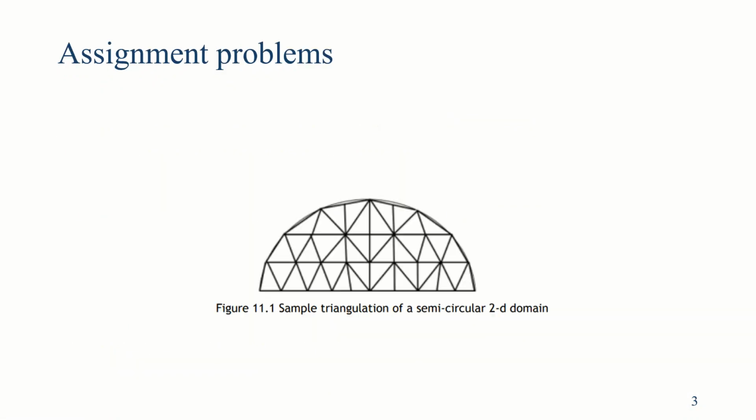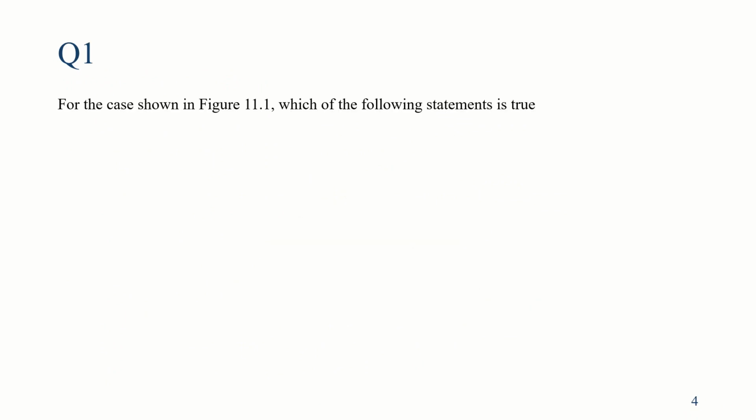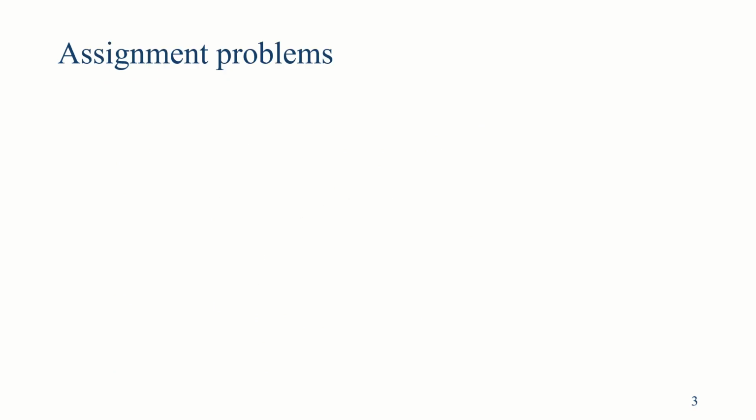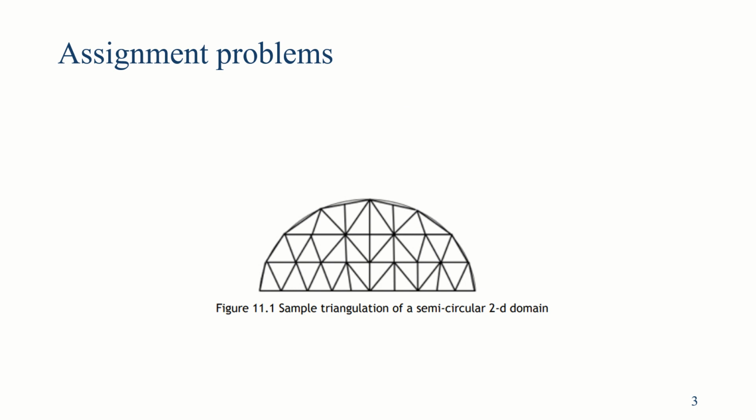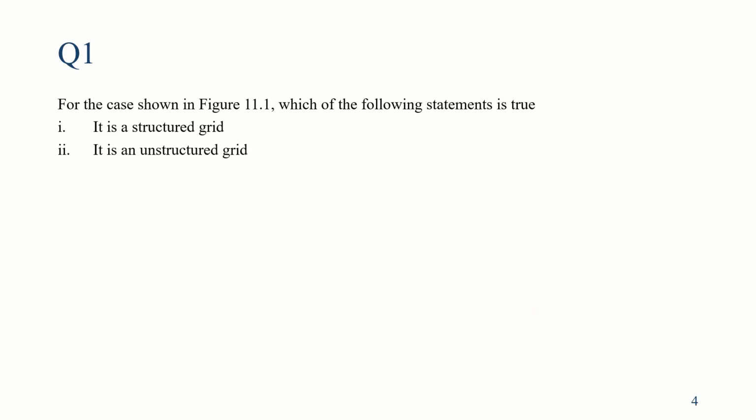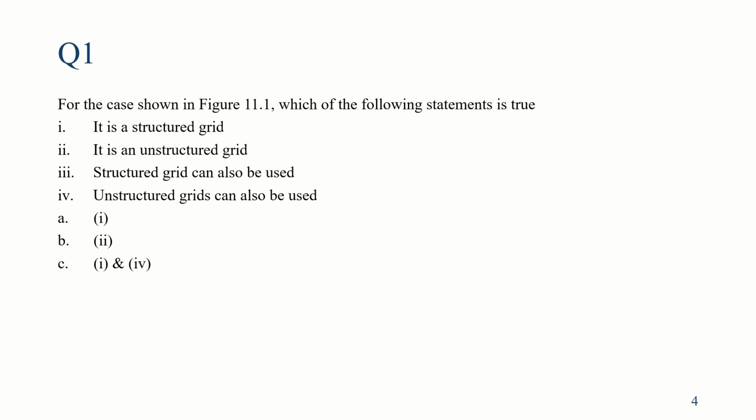We have seen the assignment problems of week 11. Similar problems. Here we are asked to identify which of the statements is true. In the previous picture itself, we saw that it was an unstructured mesh, because we are not able to identify the neighbor cells directly by any means, rather than having a cell list. But it can be converted. This particular domain can be divided using a structured mesh as well. That is what is covered in question 1.